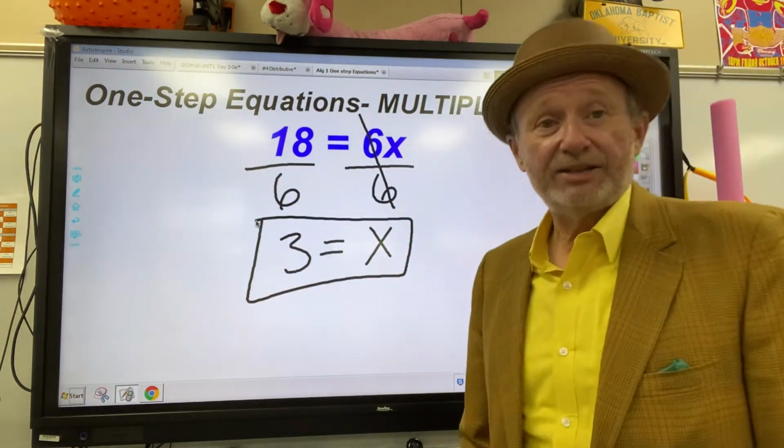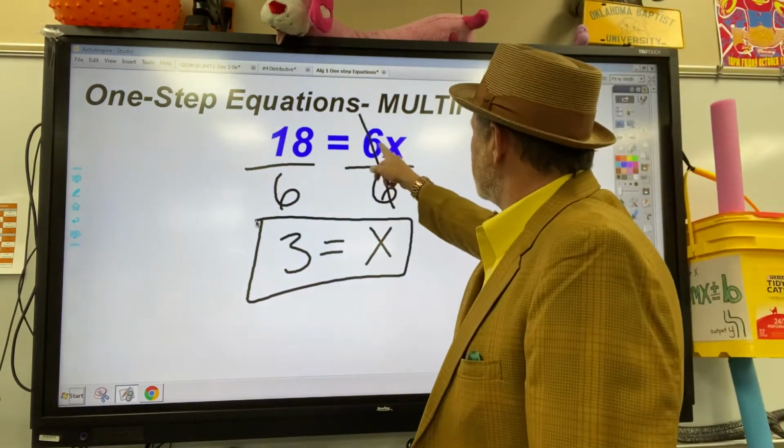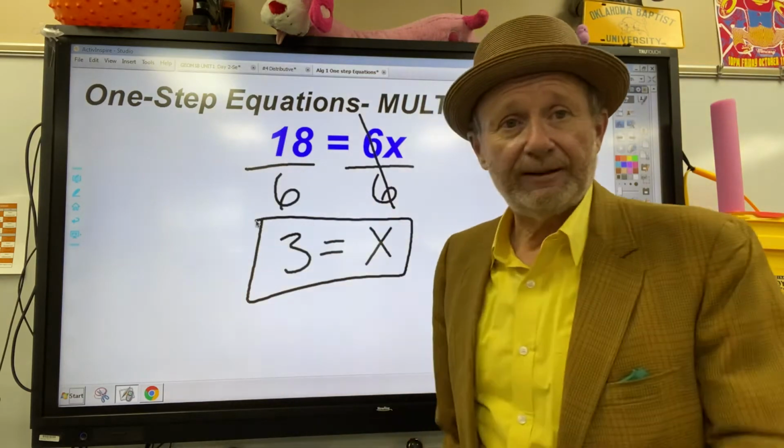Now, if you're a smart cat, you'll do a quick check. Well, let's see. 6 times 3 equals 18.